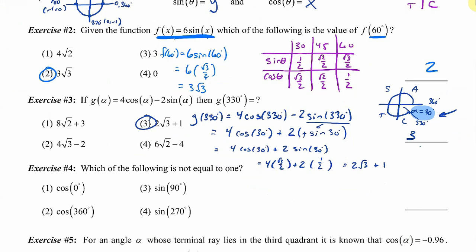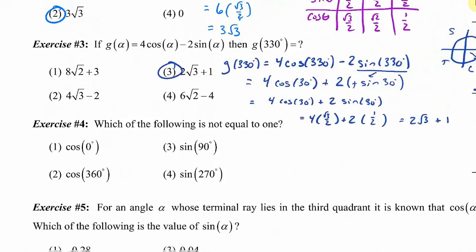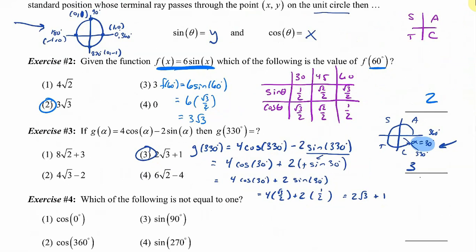Number 4, which of the following is not equal to 1? Notice every single one of these angles is a multiple of 90, so we're going to be more interested in this unit circle diagram for this problem. Which of the following is not equal to 1? Well, let's see, cosine of 0. At 0 degrees, the x-coordinate is 1. So that does equal 1.